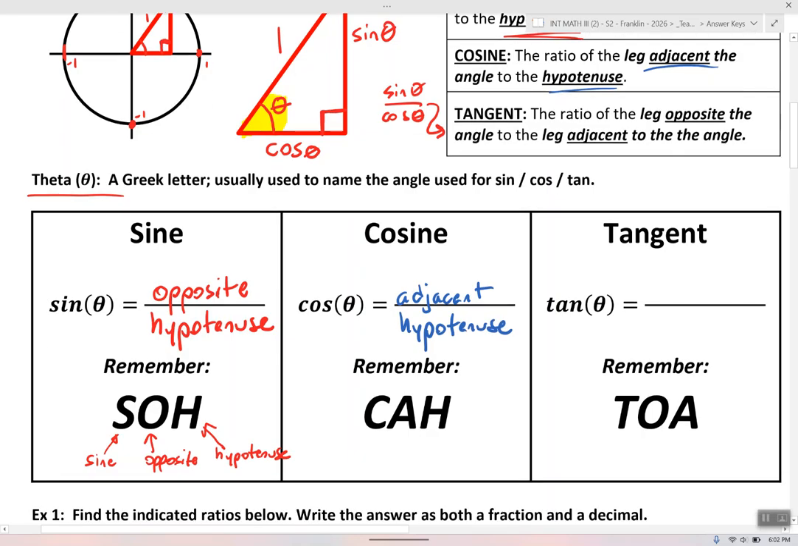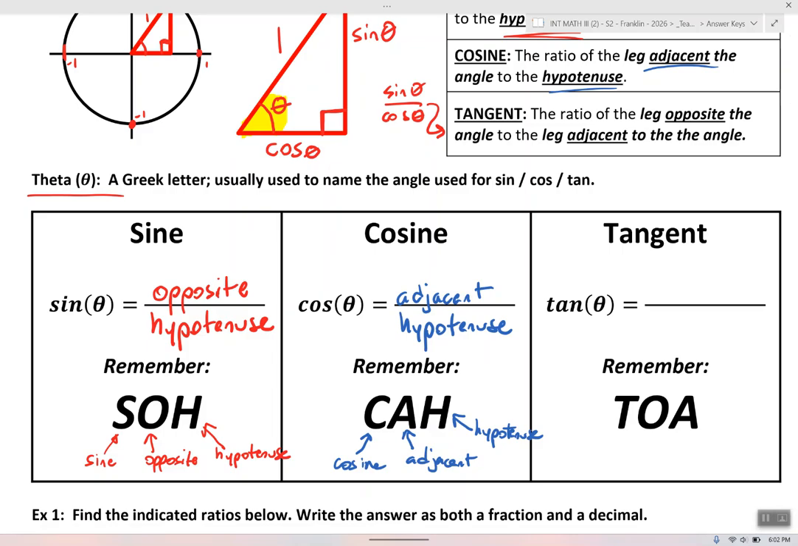Okay, so it's adjacent over hypotenuse, and you can remember CAH, C-A-H. So that would be cosine, adjacent and hypotenuse. Okay, so far we have SOH, CAH, and then we have TOA. SOHCAHTOA is our whole mnemonic.